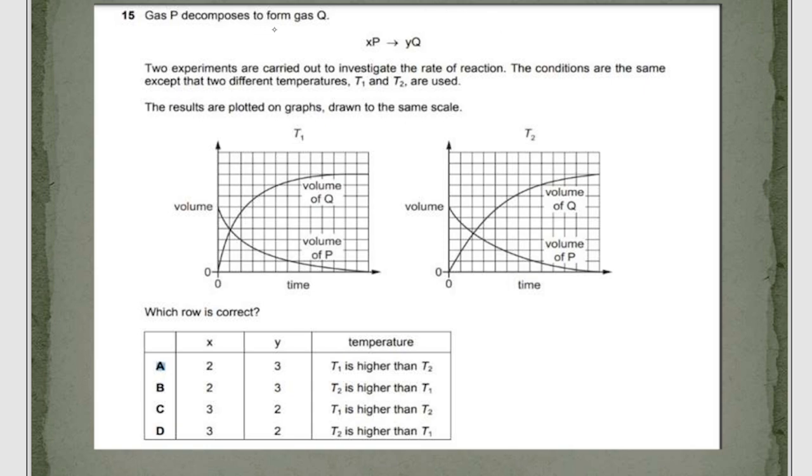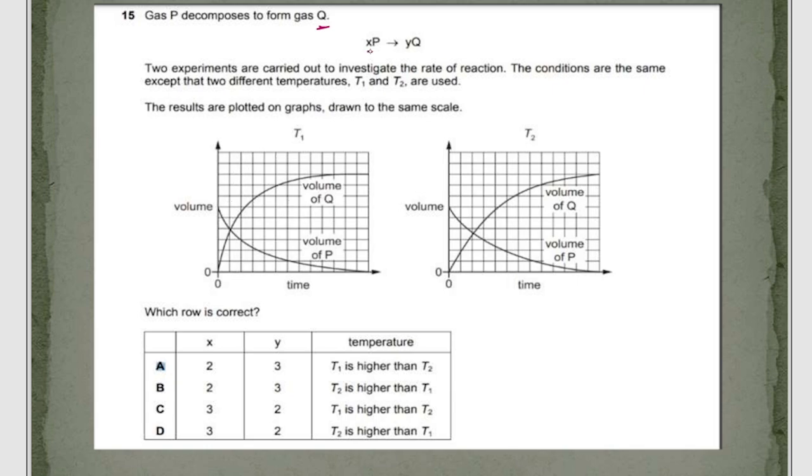Gas P decomposes to form gas Q. Two experiments are carried out to investigate the rate of reaction. The conditions are the same except that two different temperatures, T1 and T2, are used. The results are plotted on graphs drawn to the same scale. So here is the graph which we have to think about, and we have to take a close look at the graph as well.